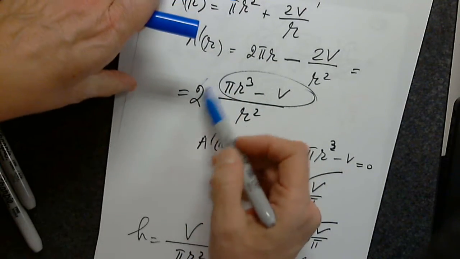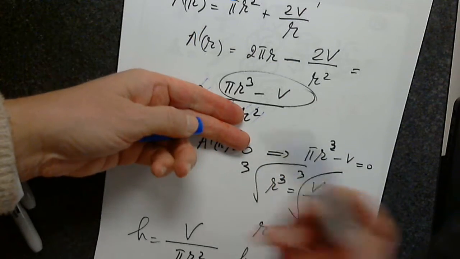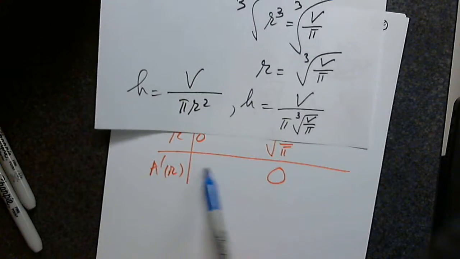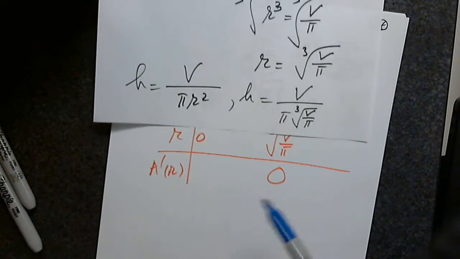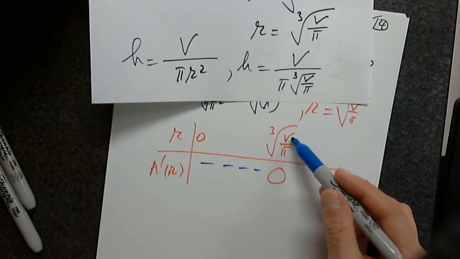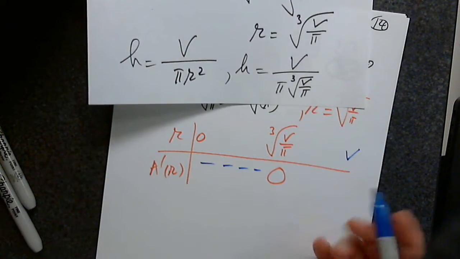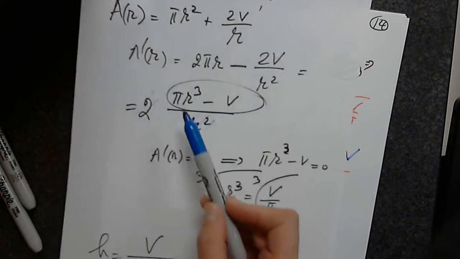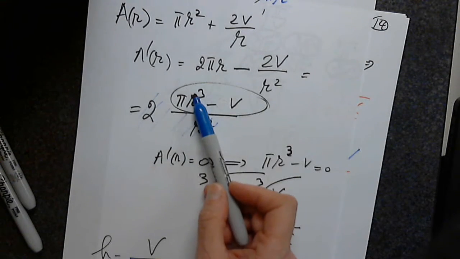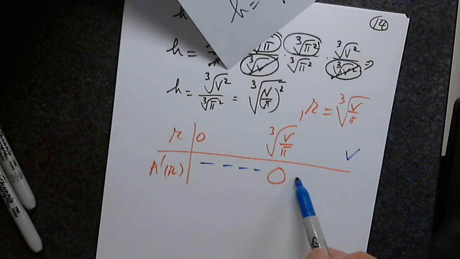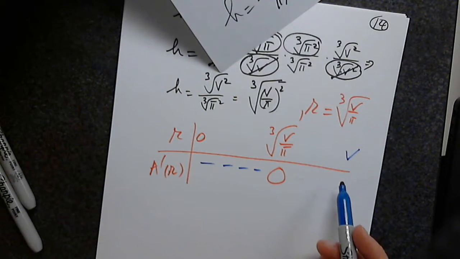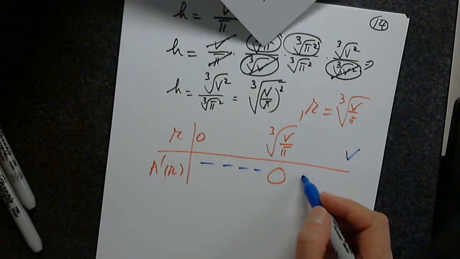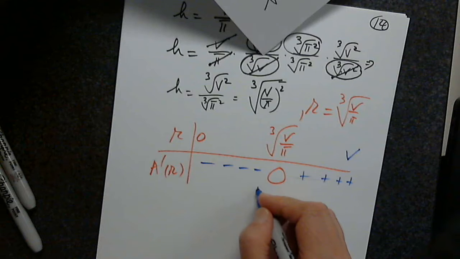Of course, I'm not going to plug in anything in here. Nobody cares about those that are positive. So I'm going to plug in 0. When I plug in 0, what sign do I get on this side? Negative. So now this is the cube root of v. I'm going to plug in v, which is much bigger than the cube root of v divided by the cube root of pi. So when I plug in v here, pi v cubed minus v obviously is going to be what sign? So pi v cubed minus v. That's it. So this is definitely a minimum.